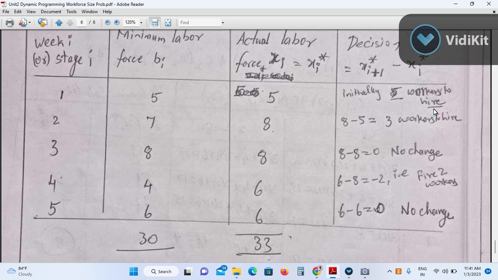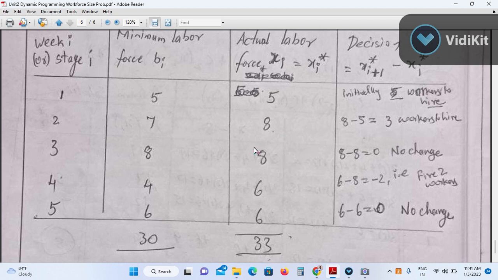Going for the next week, the second week, 8 laborers are required. What is the meaning? Already 5 are there. Now we want 8. So 8 minus 5, additionally 3 workers are needed. You have to hire 3 more workers. So that is what we put here.